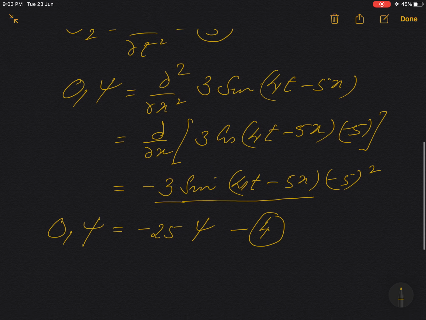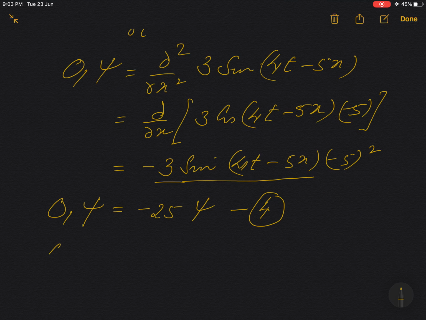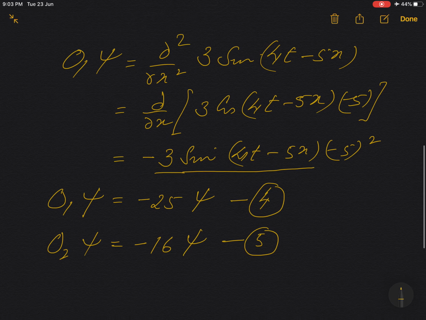I need not tell, it is obvious on symmetrical grounds that if I do O2 with psi, here we got a coefficient of x twice, so then we got a coefficient of t twice. Then the derivative of sine gives cos, gives minus sine, everything remains the same. Only thing is now it will be minus 16 into psi, equation number 5. This is the important relation here.